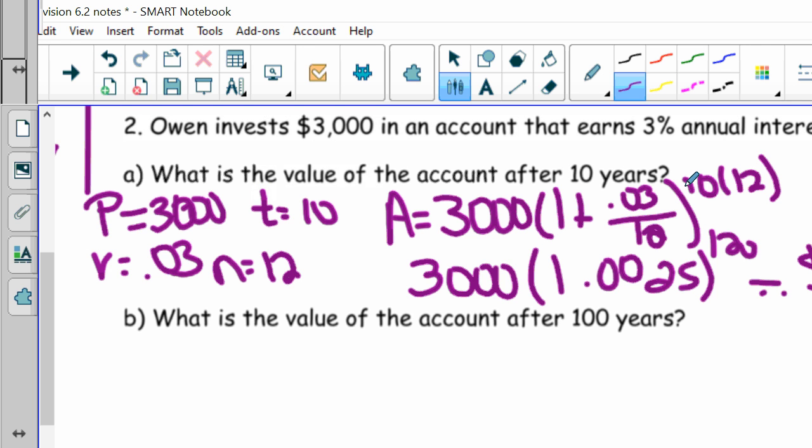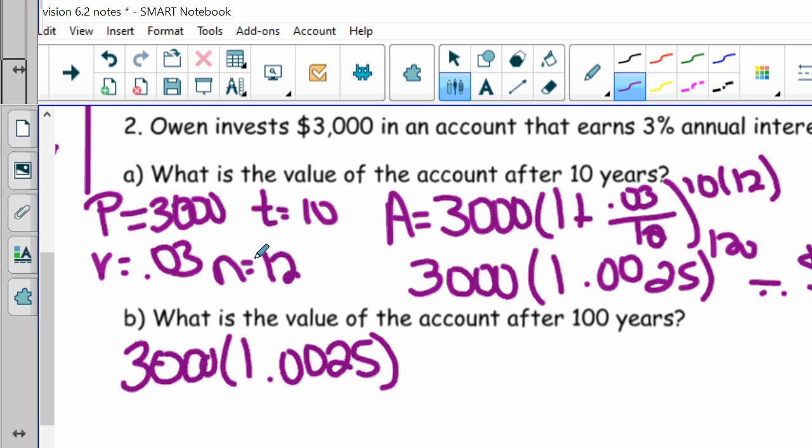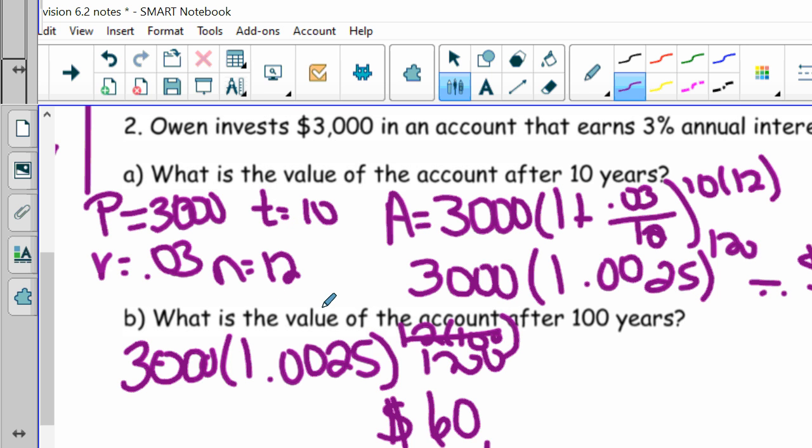Part B, what is the value of the account after 100 years? So all that we're going to do is change the T to 100. So this is going to still be 3,000 times 1.0025, because we did change how many times it's compounded, to the 12 times 100. So that's basically to the 1200th power, right? So 1.0025 to the 1200th power times 3,000. So after 100 years, Owen would have $60,031.45. That would be nice to leave to somebody, right?